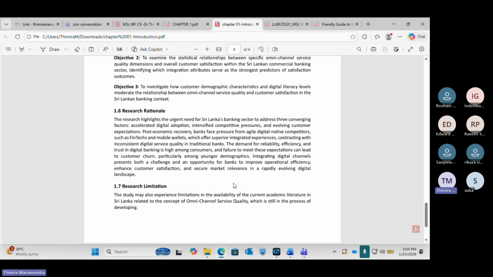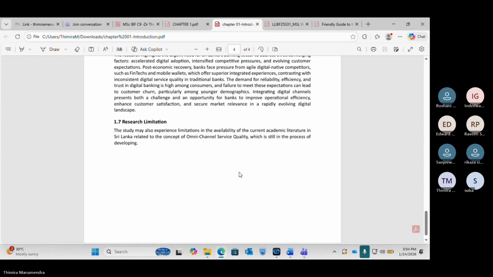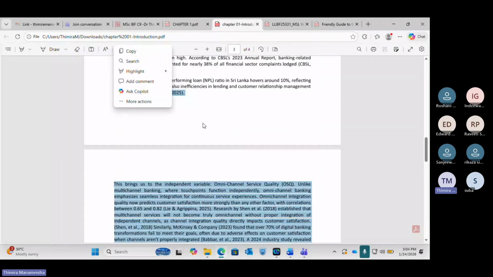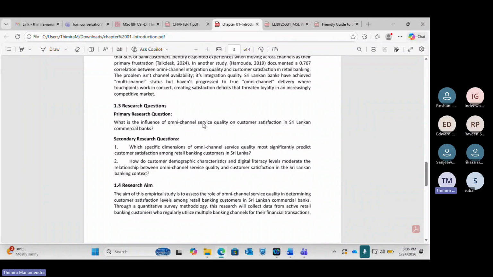Then the research rationale, research limitation, you brought the limitation in. How many words altogether here? 1,200. Okay, cool. Change those objectives, then you are also good to proceed and move into chapter 2. Okay, sir. Thank you. Lovely. Any questions? Can I take this off? Yeah.